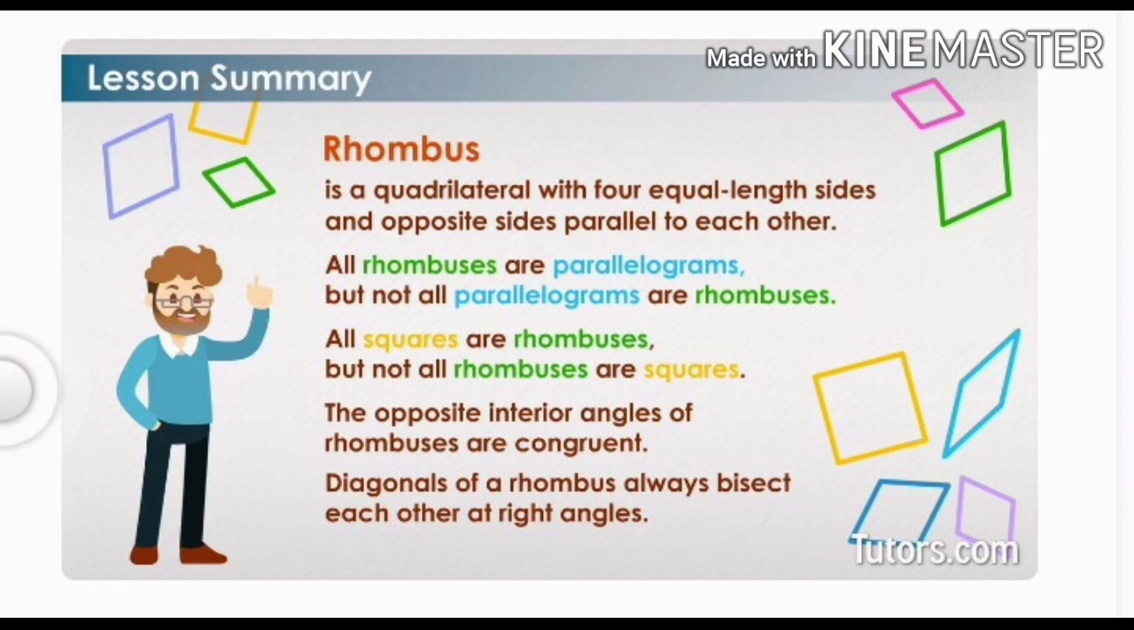All rhombuses are parallelograms, but not all parallelograms are rhombuses. All squares are rhombuses, but not all rhombuses are squares. The opposite interior angles of a rhombus are congruent, that means the same. Diagonals of a rhombus always bisect each other at right angles. Again, I'll repeat, diagonals of a rhombus always bisect each other at right angles.